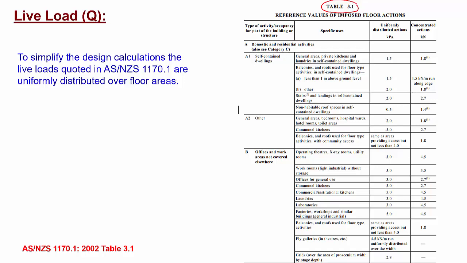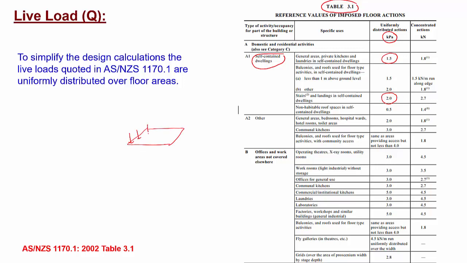So for example, for a self-contained dwelling like houses, the live load, as you can see, is between 1.5 to 2 kilopascal. Again, for simplicity, we consider that the live load is distributed over the floor area, and the unit is kilopascal here. For the general areas like kitchens, laundries, and so on, we take it as 1.5 kilopascal. And stairwells and other areas like balconies, we might take as 2 kilopascal. So that means this is the load that is distributed over the floor area.